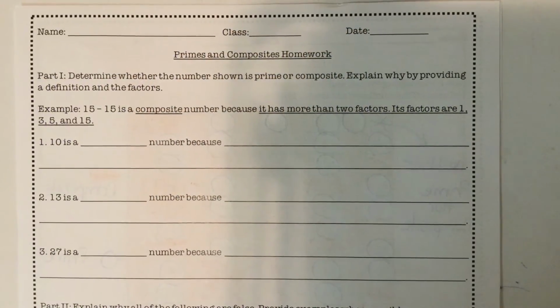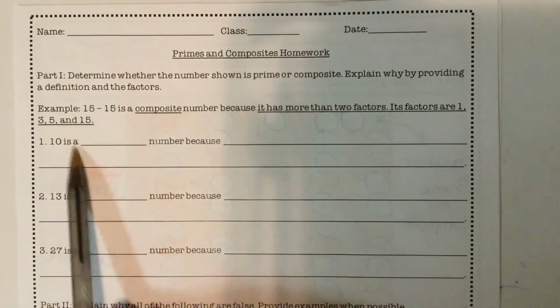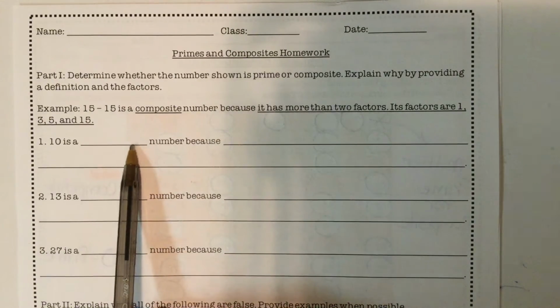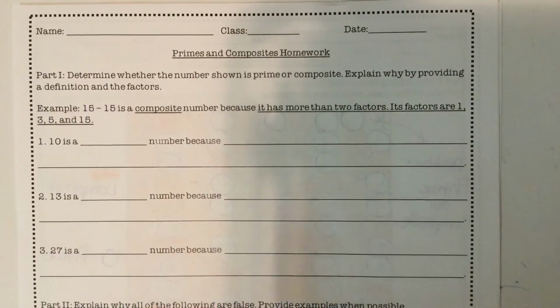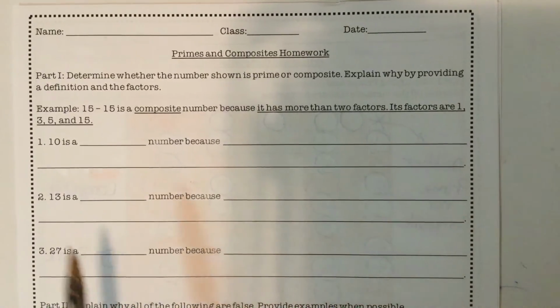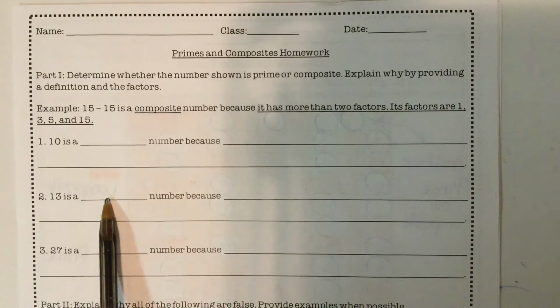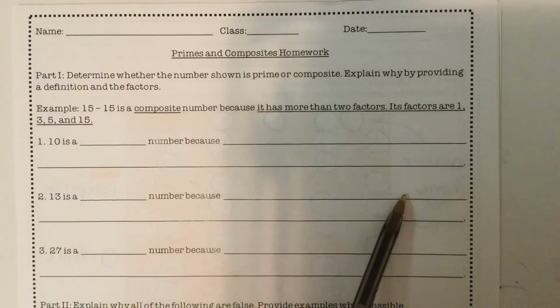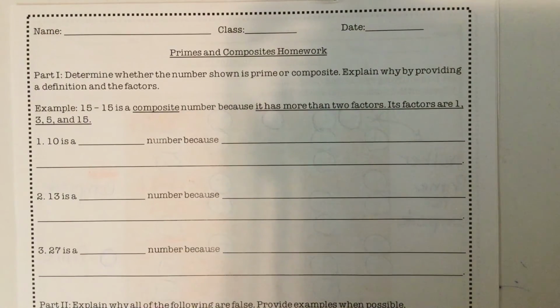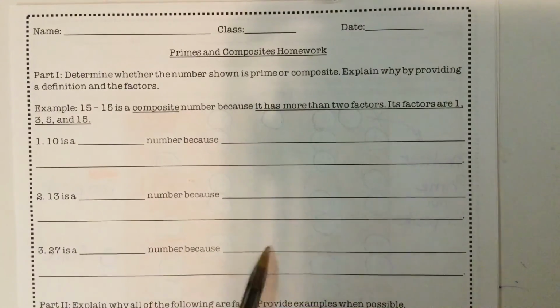Okay, using your chart, number 1 says 10 is a, what is it, prime or composite? And then tell me why. Okay, number 2, 13 is a prime or composite number. And tell me why it's prime or composite. And then the last one, problem number 3, 27 is a prime or composite number. And then explain.